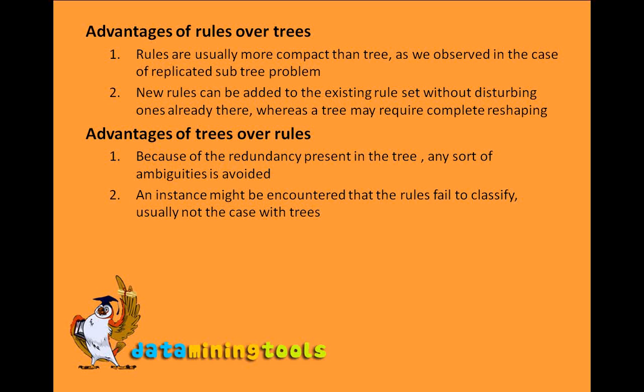And an instance might be encountered that the rule fails to classify, or it might classify it in two different classes, but this is usually not the case with trees. So these are the two advantages of trees over rules.